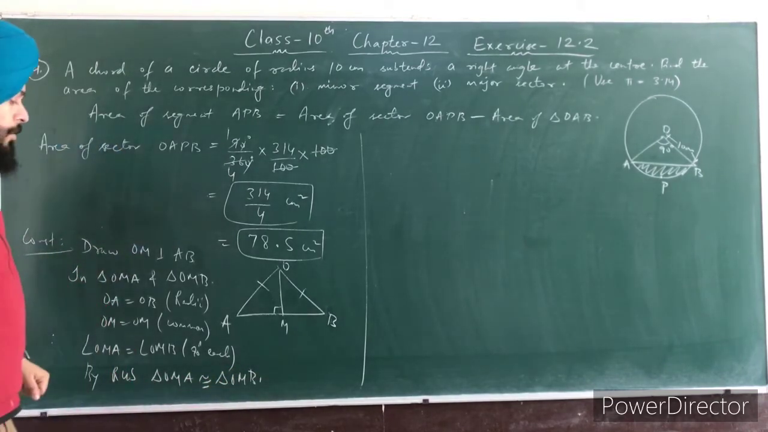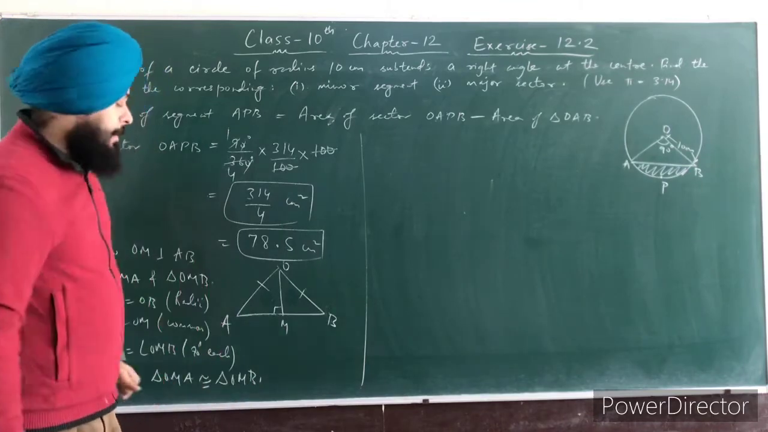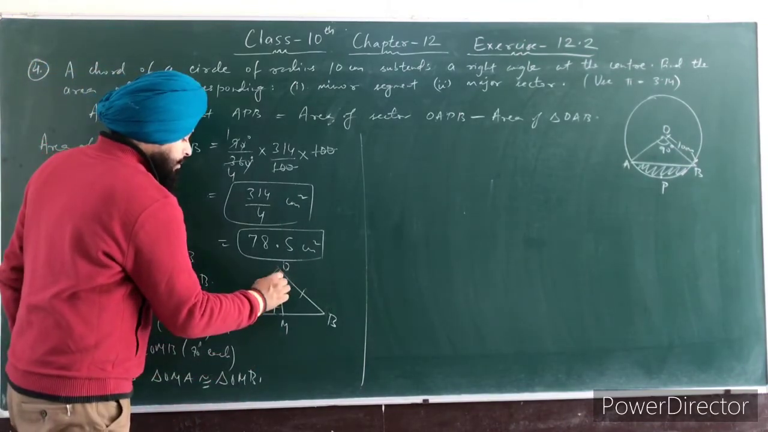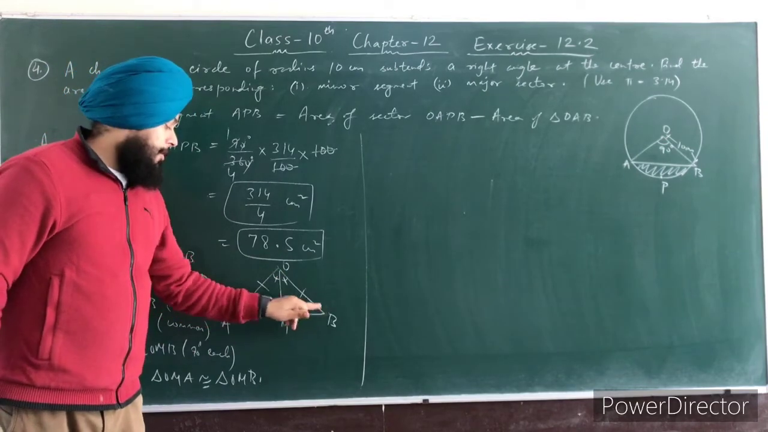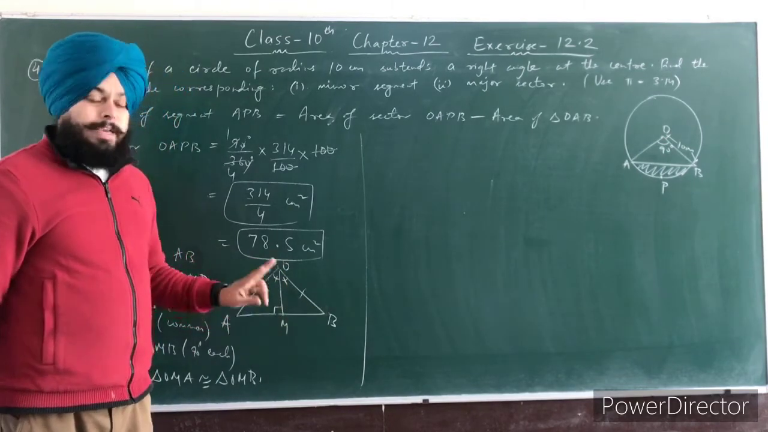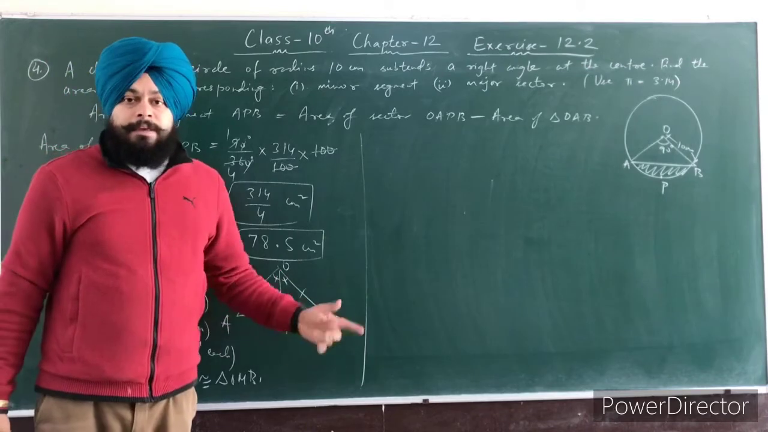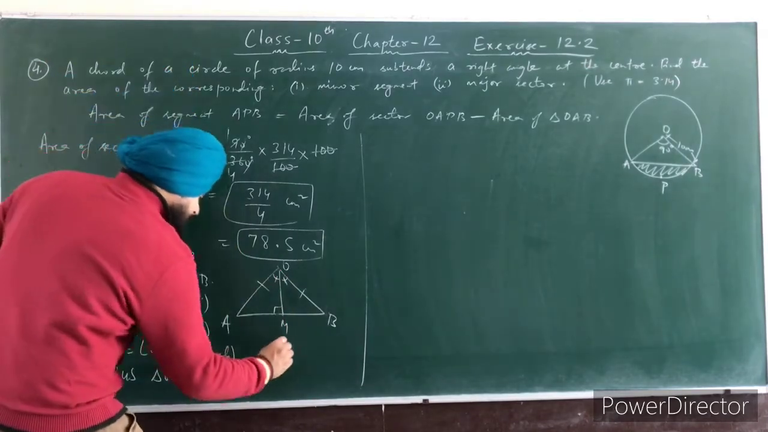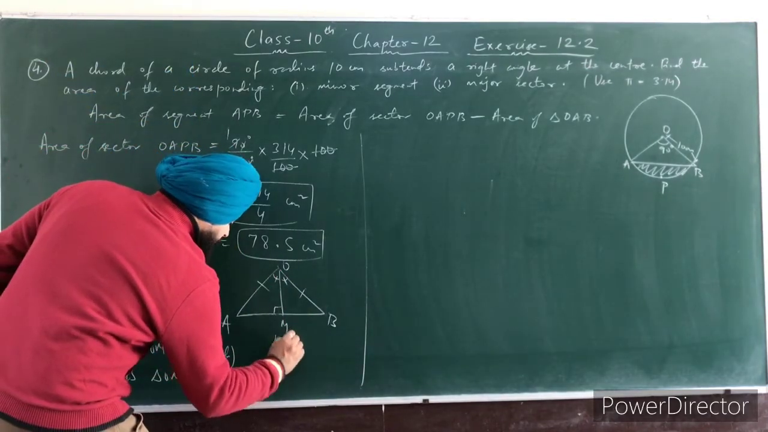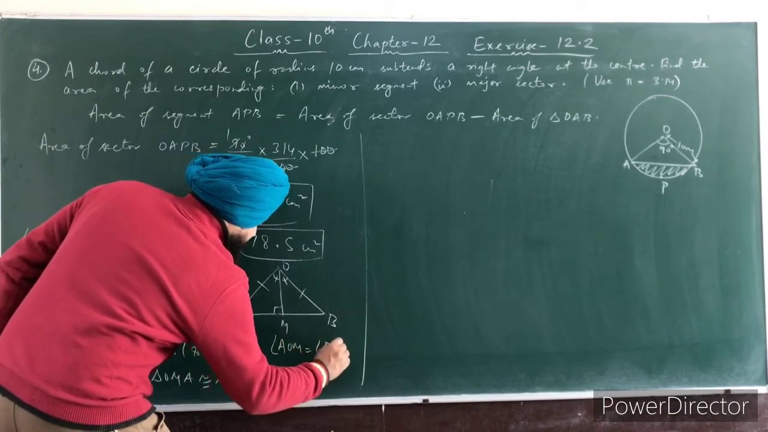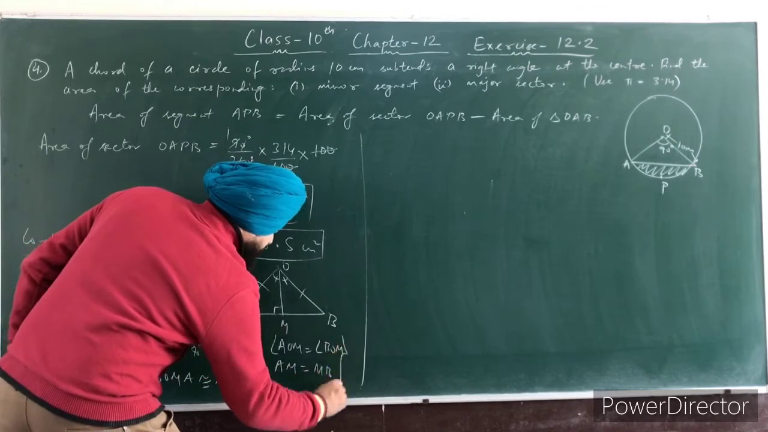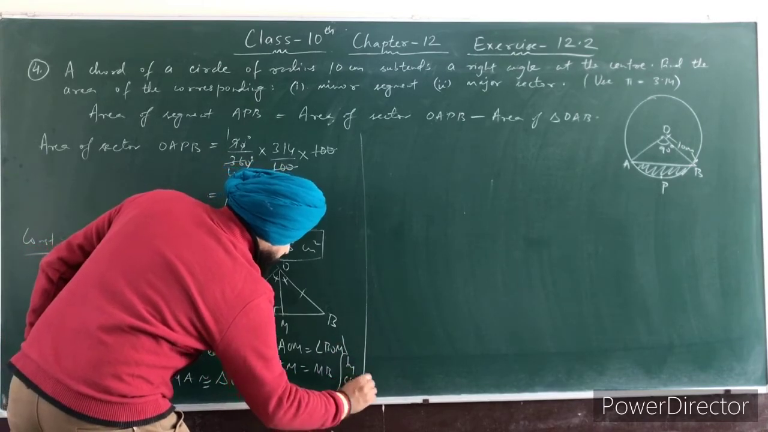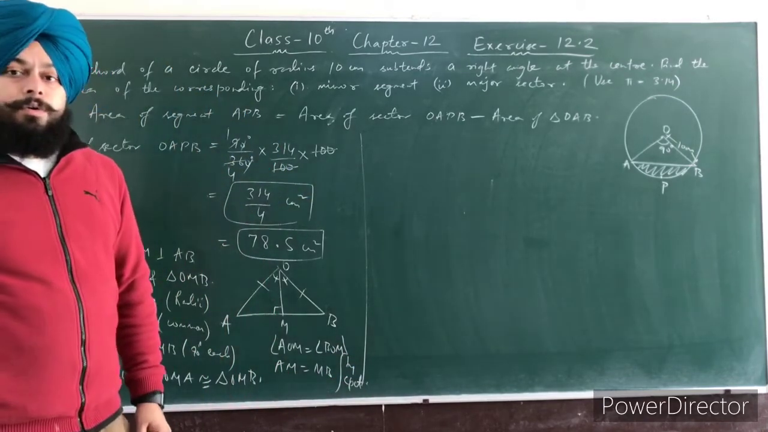Triangle OMA is congruent to triangle OMB. Now you will take any two parts equal. First, angle AOM is equal to angle BOM. And the second one is AM is equal to MB by CPCT, congruent parts of congruent triangles.